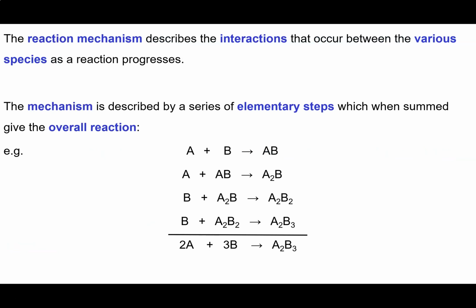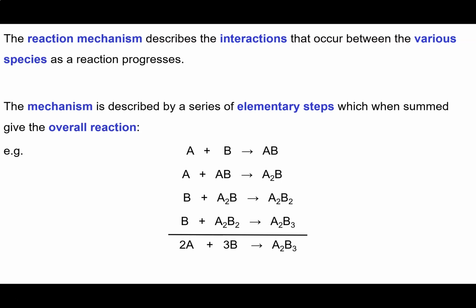A reaction mechanism is different. A reaction mechanism describes the interactions that occur between the various species as a reaction progresses. That is, it describes the actual molecular and atomic collisions that occur. So a reaction mechanism is described by a series of what are referred to as elementary steps, which when you add them together give the overall reaction. And each of the elementary steps describes a real physical process or an actual collision between different chemical species.